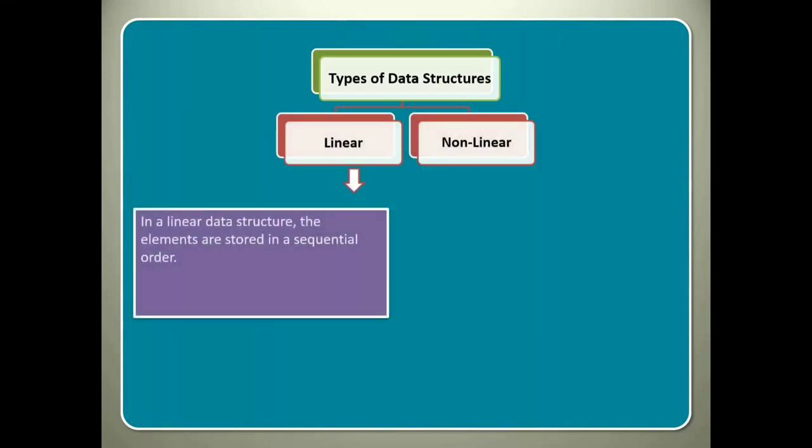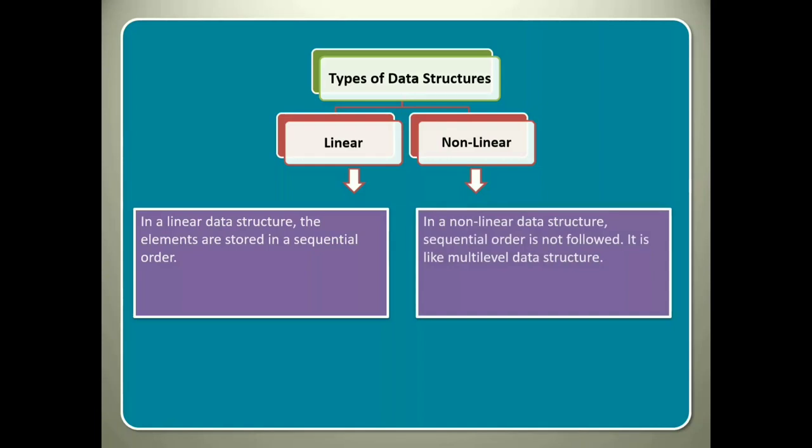There are two types of data structures, namely linear and non-linear. In a linear data structure, the elements are stored in a sequential order, whereas in a non-linear data structure, sequential order is not followed. A non-linear data structure is like a multi-level data structure. Examples of linear data structures are arrays, lists, stacks, queues, linked lists, etc. Examples of non-linear data structures are tree, graph, etc.